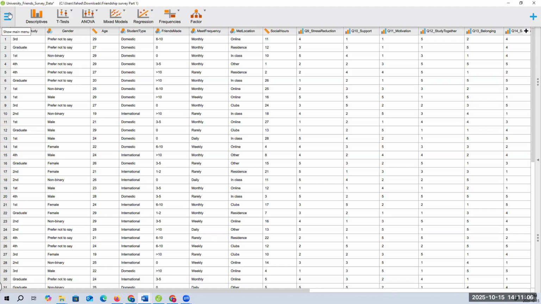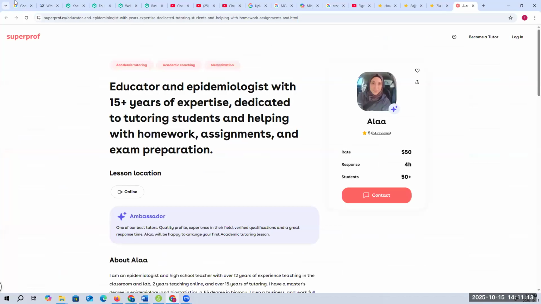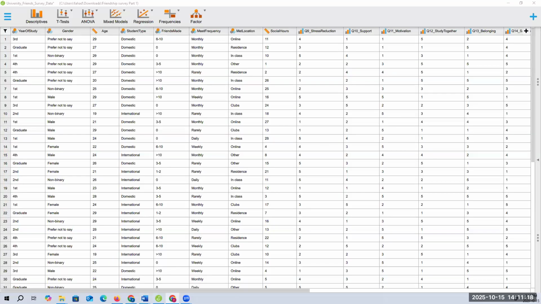Where do I go for that? Let me check reliability analysis. Just trying to figure out where that would be in JASP. How do you do your reliability in JASP?